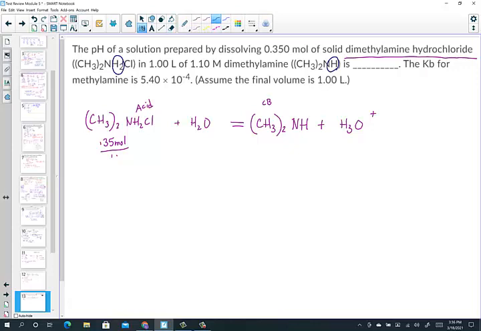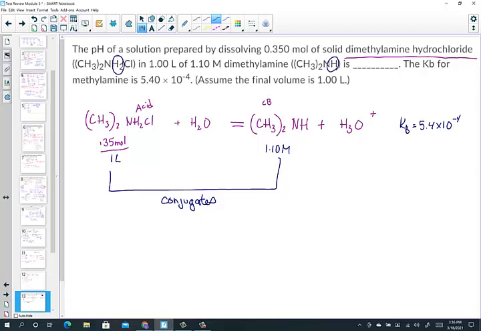So we have 0.35 moles in a liter of NH2Cl, the acid, and its conjugate base, and this was given to me as 1.10 molar units. What is the pH of our solution? Notice that these are conjugate pairs. That was the key, I think, in problem solving.